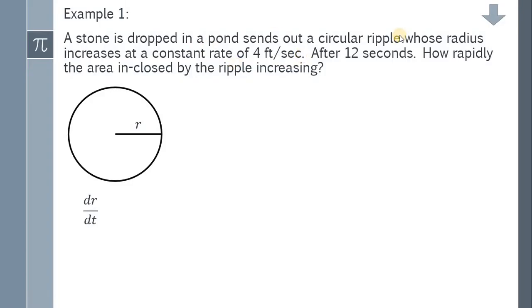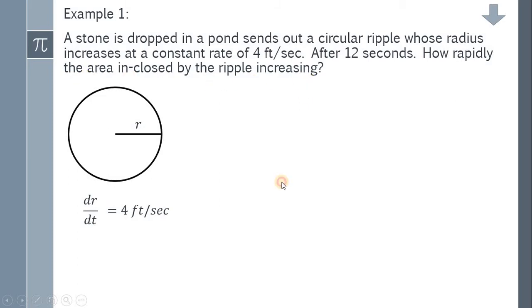So meaning, the rate of change of the radius with respect to time is 4 feet per second. Ano ibig sabihin nun? Kada segundo, lumalaki yung ating radius ng 4 feet. So kaya yung ating dr over dt is equal to 4 feet per second. Next, ano pa yung ating kailangang mahanap? How rapidly the area enclosed by the ripple is increasing.